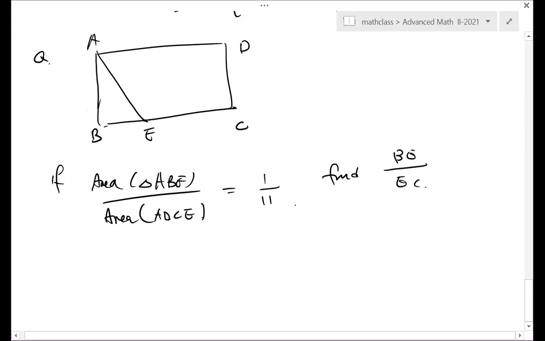Please work it out. You know the ratio of the areas, so can you find the ratio BE over EC? The size of the rectangle is not given.